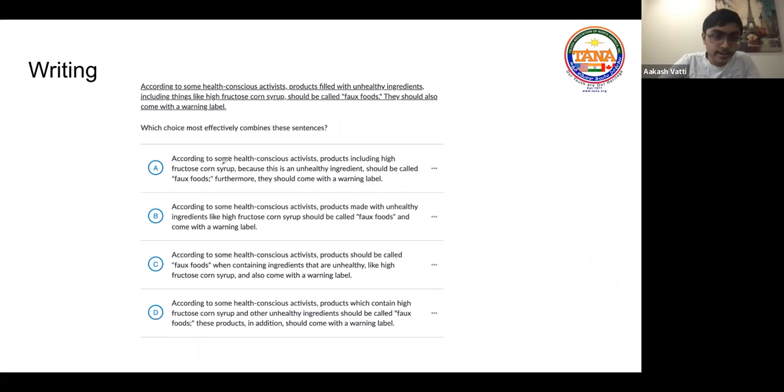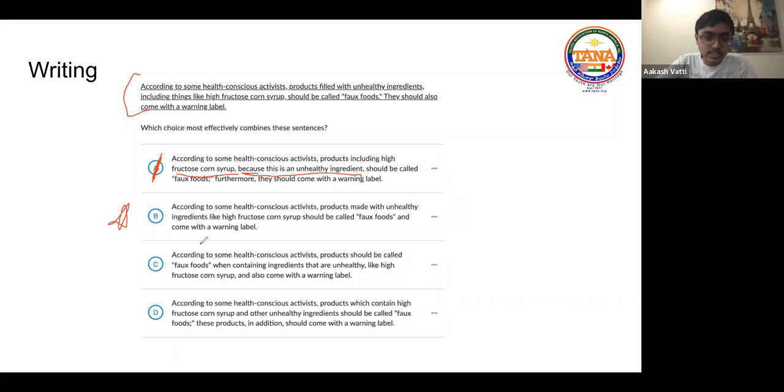First of all, this is overly complicated, and there are probably a couple grammar mistakes in here. First thing we notice is that the fact that in products including high fructose corn syrup, because this is an unhealthy ingredient, just doesn't sound well. It's too complicated. Therefore, we can just rule out A for now. B, according to some health-conscious activists, products made with unhealthy ingredients such as high fructose corn syrup should be called fox foods and come with a warning label. This is really simple and it works. It has all of the stuff mentioned in this paragraph in a short and concise manner, and this would probably be our answer.